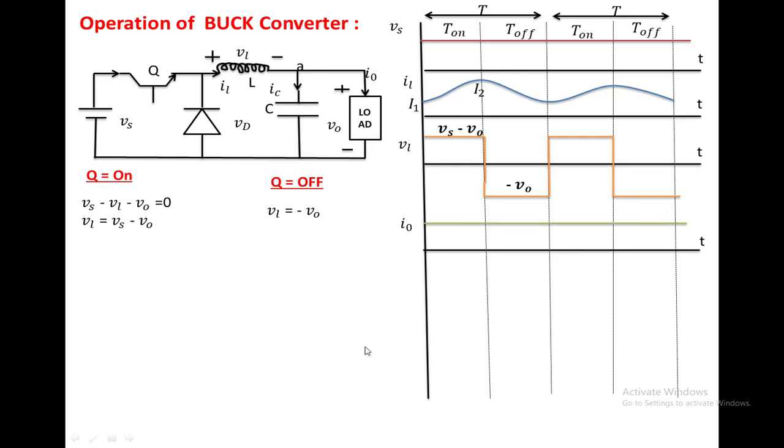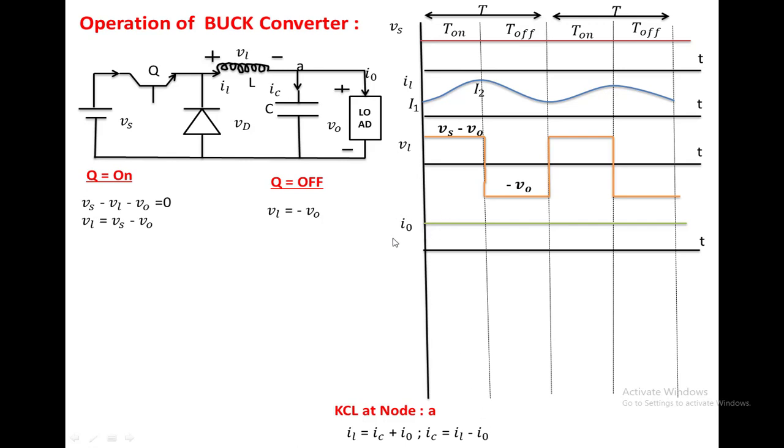We have taken the load current as a constant load current. Now we are going to draw the capacitor current. Apply the KCL at this node. The entering current is IL. The leaving currents are IS and I0. So IL equal to IS plus I0. You find the IC, that is equal to IL minus I0. IL is nothing but the inductor current, whereas I0 is nothing but a constant load current which we have assumed.